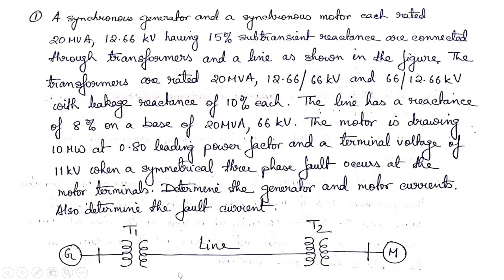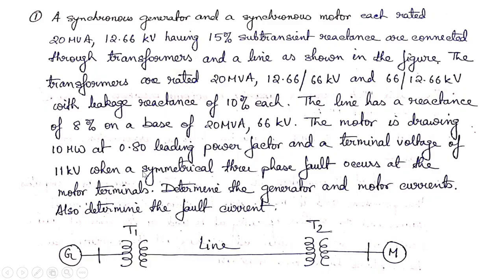The transformers T1 and T2 are rated as 20 MVA, 12.66 to 66 kV. So this is a step up transformer which is stepping up from 12.66 kV to 66 kV, and this is a step down transformer which is stepping down from 66 kV to 12.66 kV, with leakage reactance of 10% each. The line has a reactance of 8% on a base of 20 MVA 66 kV. So this is our base for the line, 20 MVA 66 kV.